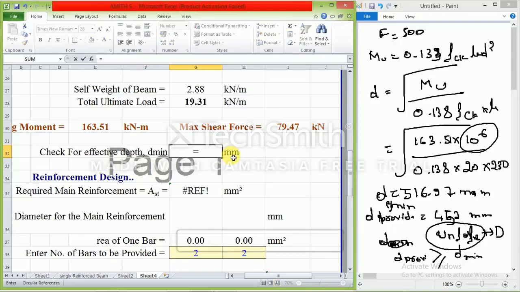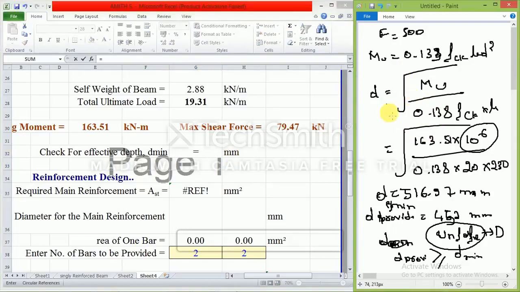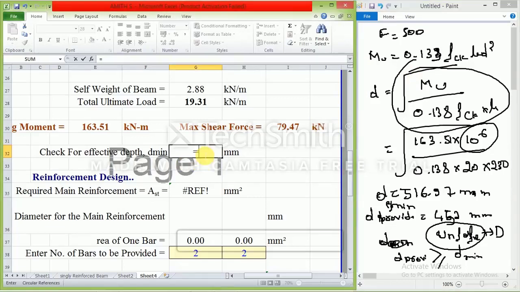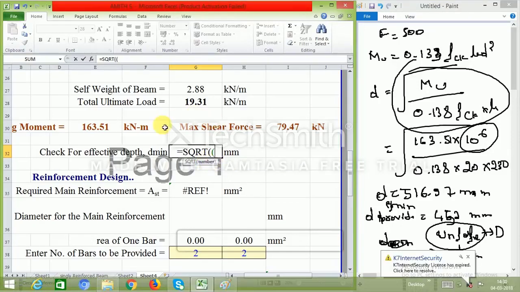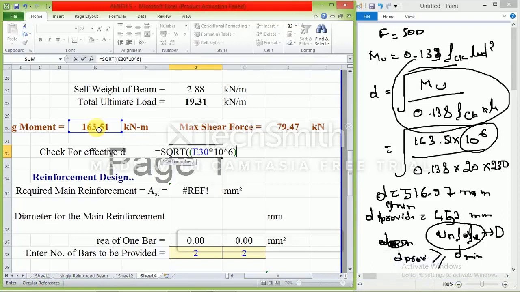I am directly applying this formula. How to apply the square root? The shortcut is SQRT. Just write SQRT, click on it and open a bracket. What is MU? It is the maximum bending moment into 10 to the power 6. I am just converting the units to basic units. Divided by, I am again opening a bracket, 0.133. Sorry, just correct here.